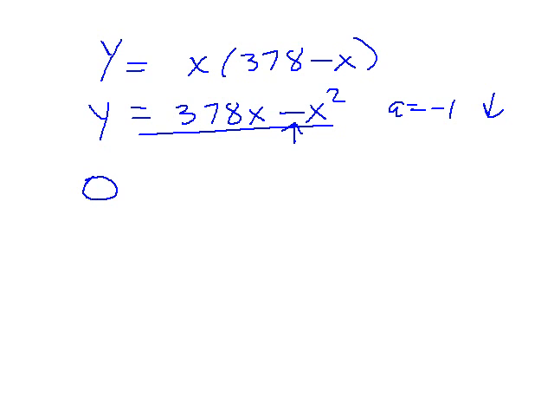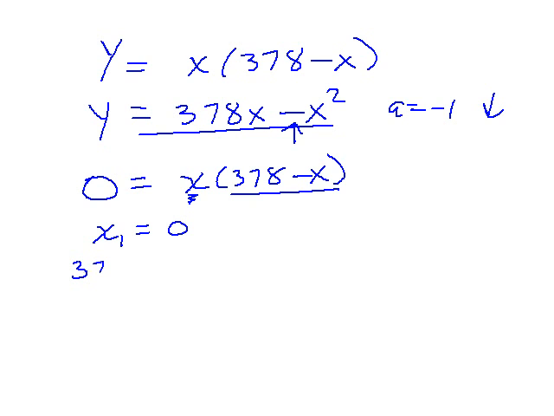So I want to find the roots. When it's in factored form, go for the roots. x times 378 minus x. Alright, I set each factor to 0. So the first one is going to be x1 equals 0. I set that equal to 0. Then I set this to 0. 378 minus x equals 0. That gives me x2 is equal to 378.